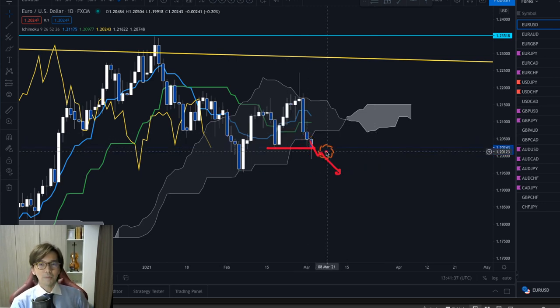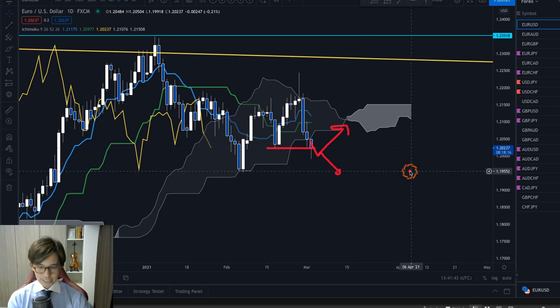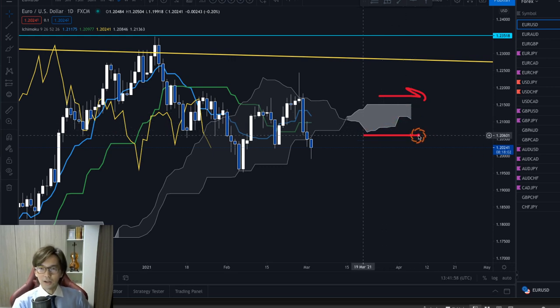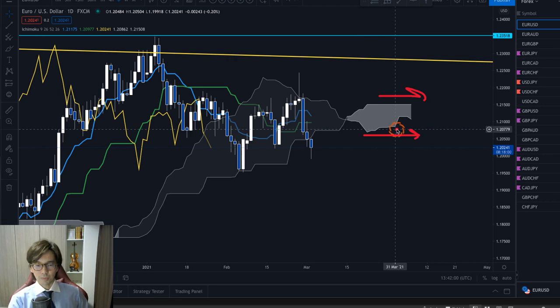Let me give you the reasons why this Kumo breakout can be fake and the market might go backwards still. One of the reasons is that this Kumo is flat still. You can see that Senkou Span B is flat and Senkou Span A is pointing downwards now, but this is still a range as a whole, so this is still a range to me.